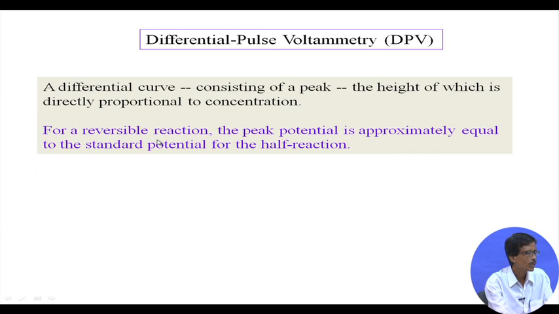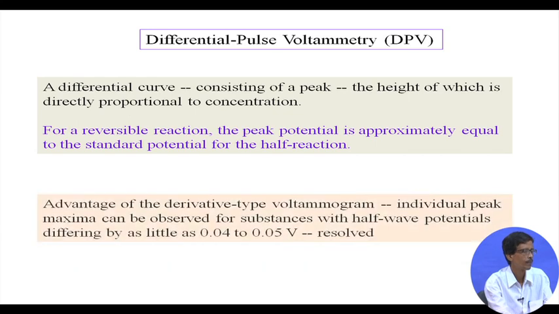So, for a reversible reaction, the peak potential is approximately equal to the standard potential of the half reaction. In cyclic voltammetric measurements we have seen that we have two potentials, EPA and EPC. EPA is the anodic peak potential and EPC is the cathodic peak potential, and an average of the two gives you the standard potential for the half reaction for the complete cycle of oxidation as well as reduction.